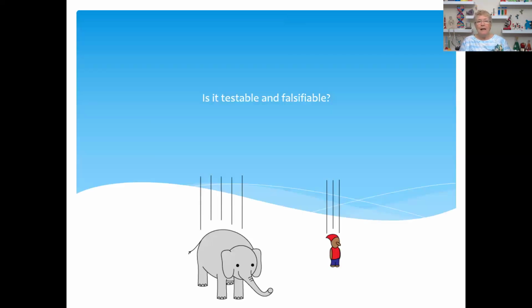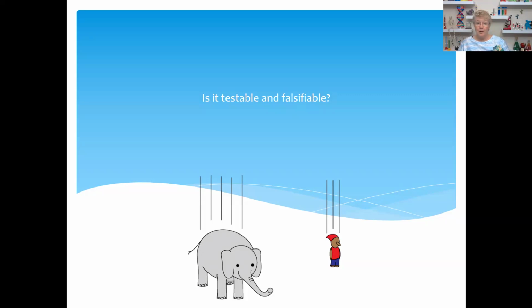So here's an example. Any two objects dropped at the same time from the same height will reach the ground at the same time, assuming there's no air resistance. Can we test that? Is that testable? Yeah, that's testable. All we do is do it. We just drop two objects at the same time from the same height, and we observe when they reach the ground. We have to make sure there's no air resistance. But if that's true, then testing that is possible to do.